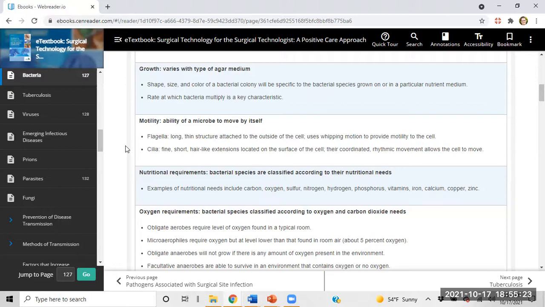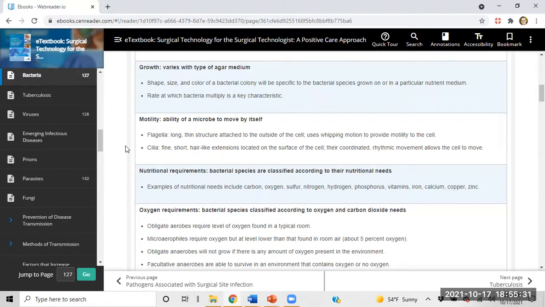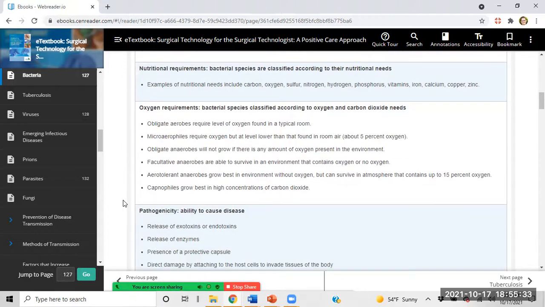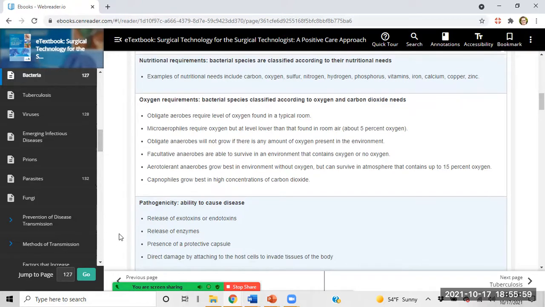And then we also look at nutritional requirements. It depends on what the pathogen needs to thrive. Is it carbon, oxygen, sulfur, nitrogen, hydrogen, and so forth? That helps in the identification of it, to know what helps it grow. Oxygen requirement: does it need oxygen, or is it anaerobic? Does it need carbon dioxide? Obligate aerobes require oxygen. Obligate anaerobes will not grow if there's any oxygen present. So you can see there are different things that are taken into account.